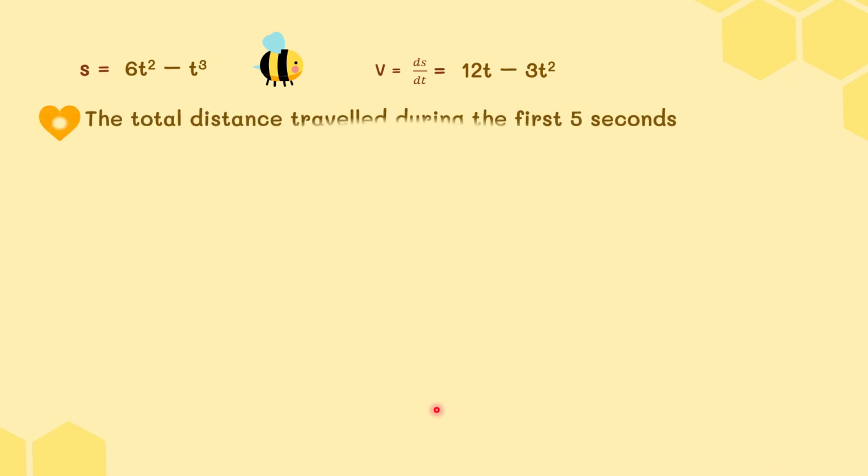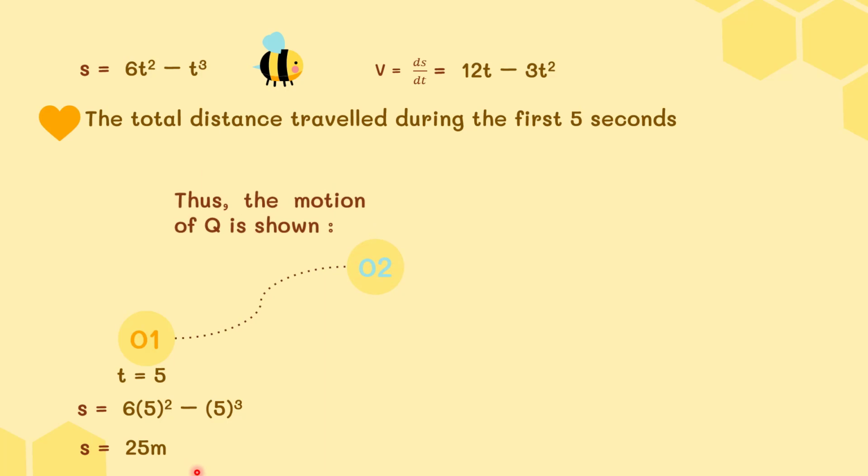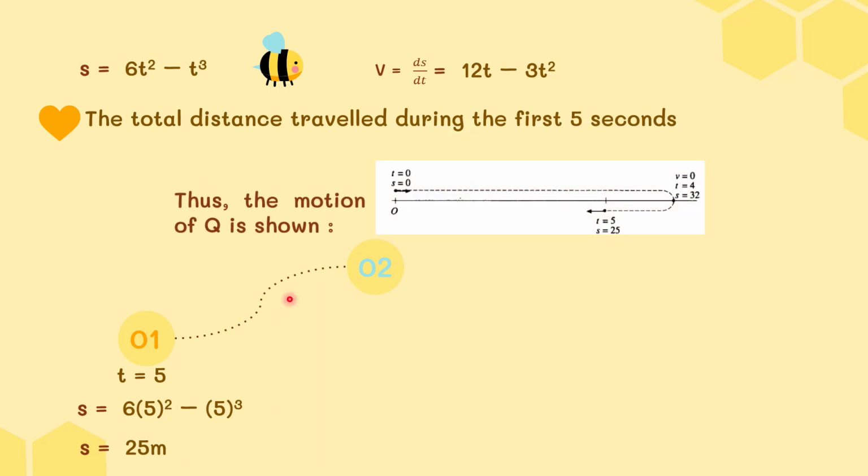Next, we will calculate the total distance traveled during the first 5 seconds. We already have the position s when t equals 4. Now we calculate the position when t equals 5, which is s equals 25. So, the motion of q will be shown as follows. From the starting point t equals 0, it is at position O, and when t equals 4, it is the furthest, s equals 32, and when t equals 5, the position is s equals 25.